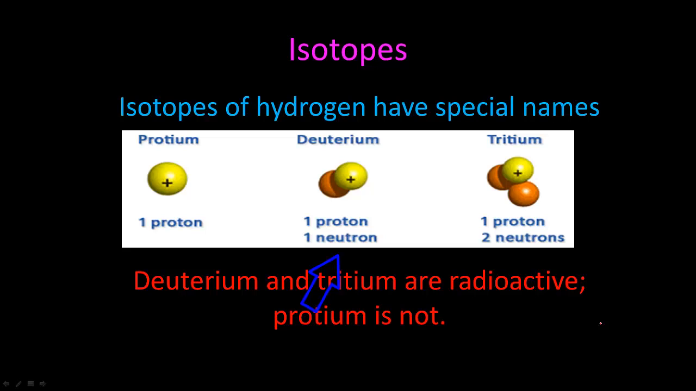And when it decays, that means it's going to get rid of something, either a proton or a neutron, or an electron if it's outside of the nucleus. And in this case, deuterium has an extra neutron that it does not need, and tritium has 2 extra neutrons that it doesn't need. So they are very radioactive, which means they spontaneously decay.